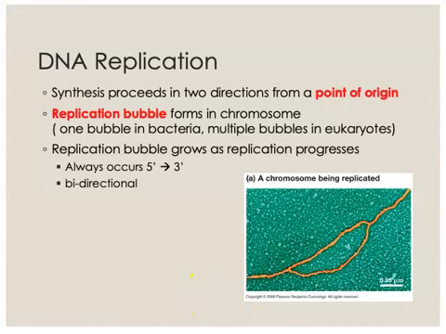What you're looking at the bottom of this slide is an image taken with an electron microscope. You're looking at a portion of the circular chromosome in a prokaryotic cell. So this is double-stranded DNA over here. This is double-stranded DNA over here. And this is a replication bubble. So the point of origin would have been somewhere right around here.